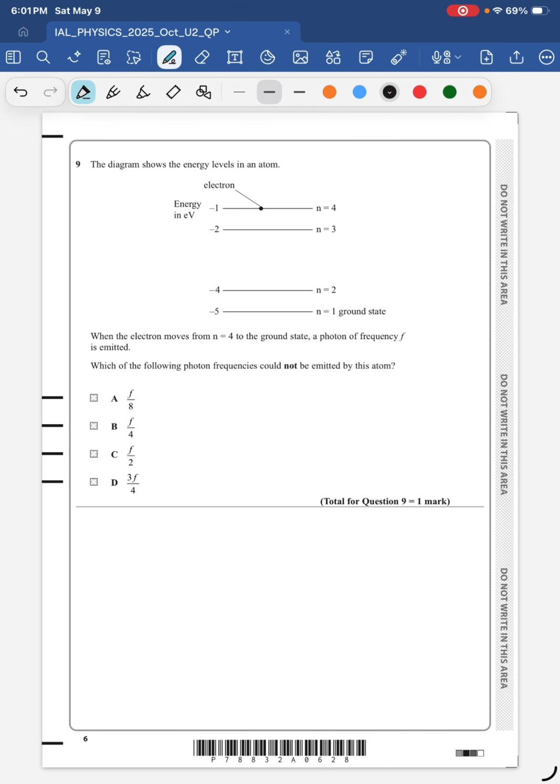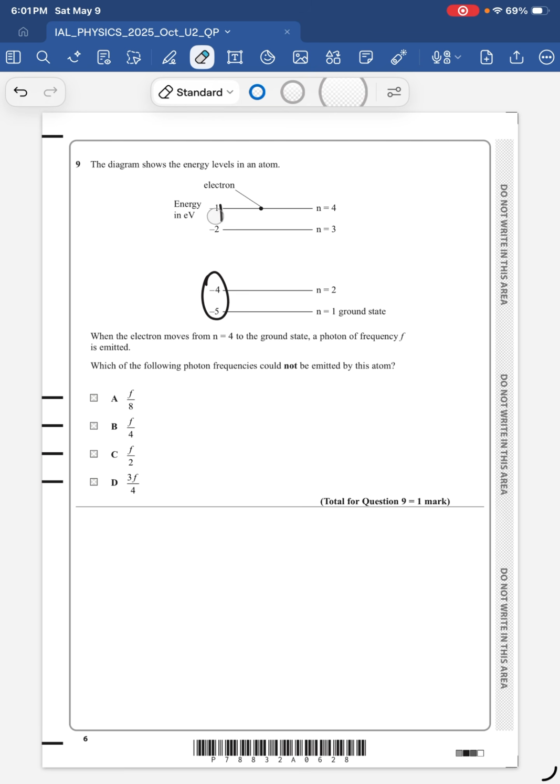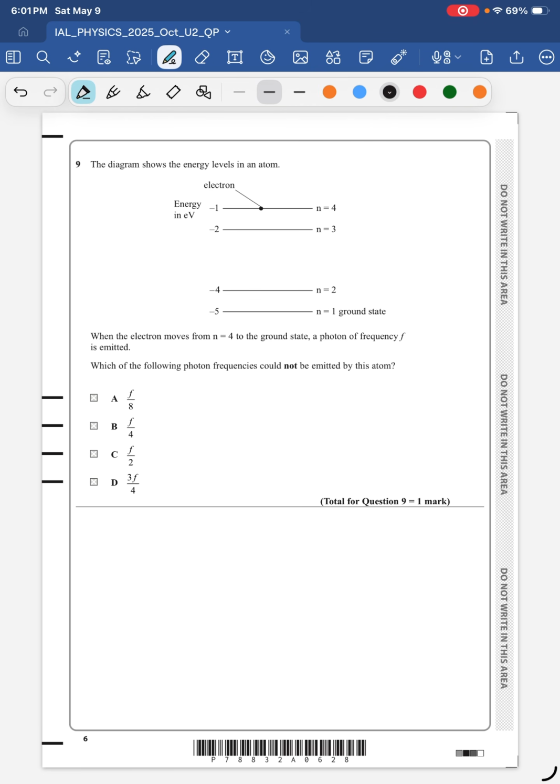Question 9. The diagram shows the energy levels in an atom. This is a very strange atom. It doesn't exist in nature, as far as I am concerned. I don't know of any elements that have such an integer energy level distribution, so it's a made-up atom, I think. I'm 99.99999% sure. Google it and let me know if I'm wrong.